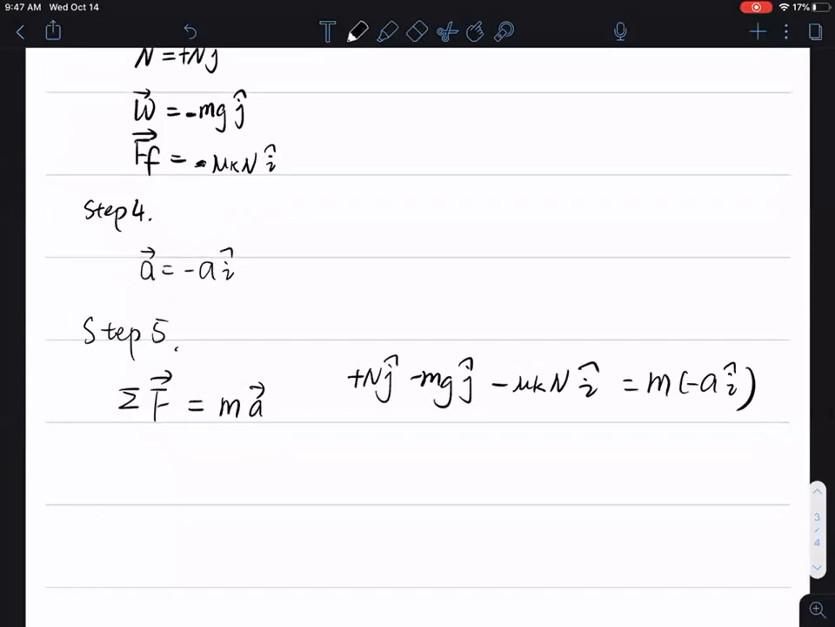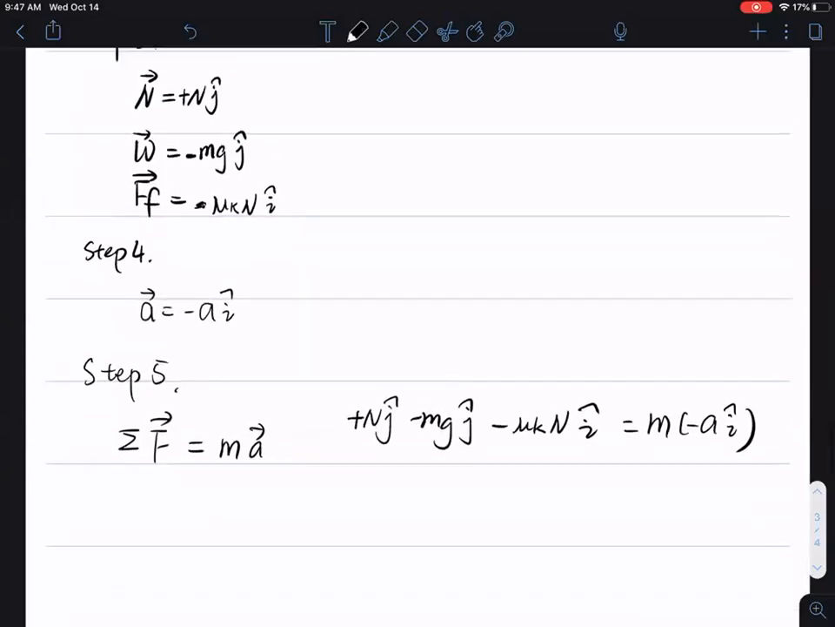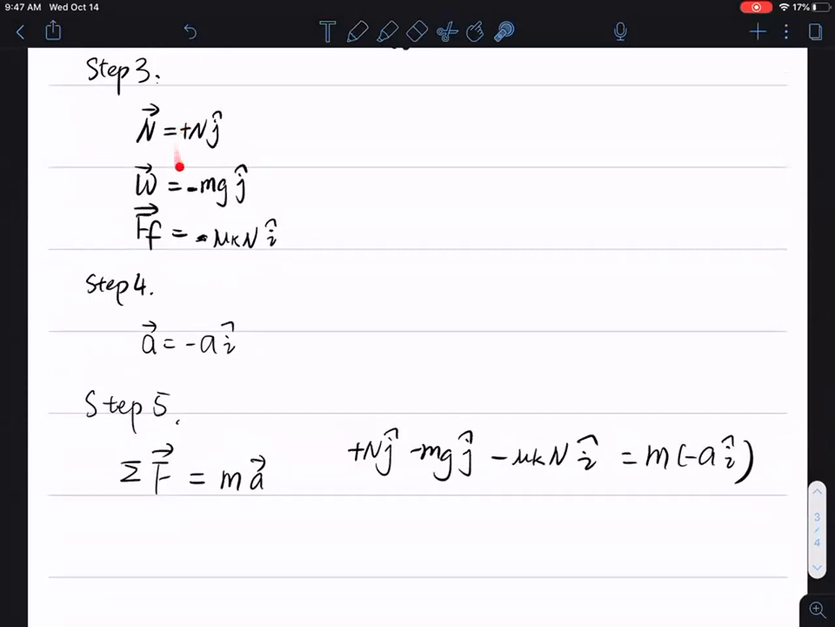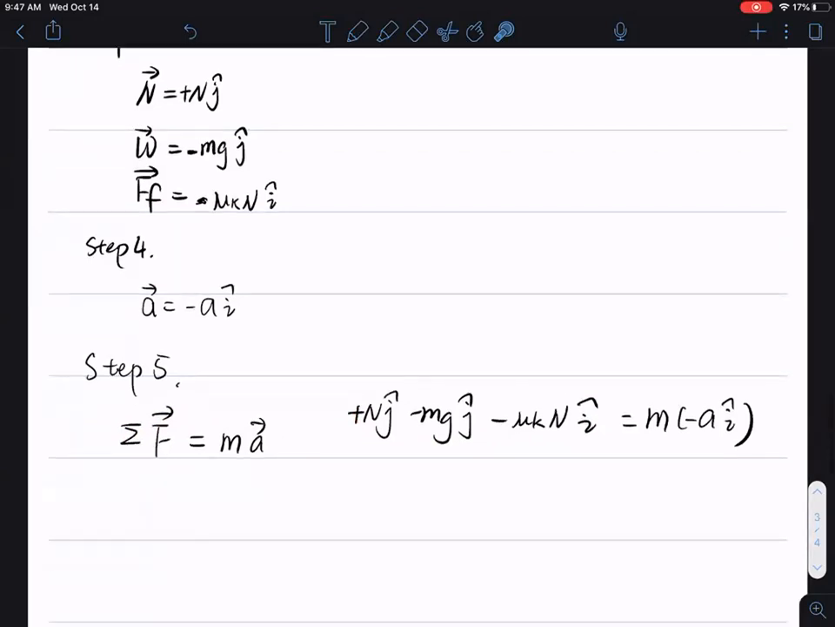Okay, so this is how I would do it. I simply go to step 3 to grab all the forces in vector form and put them into my Newton's second law equation. On the left-hand side, we have the summation of all the forces. So simply grab all the forces. That's normal force plus the weight force plus the friction force. Now we end up with this. And on the right-hand side, we have mass times acceleration in vector form.